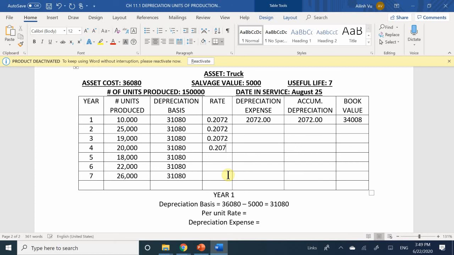So let's go ahead and start calculating. What is the second year's depreciation expense?